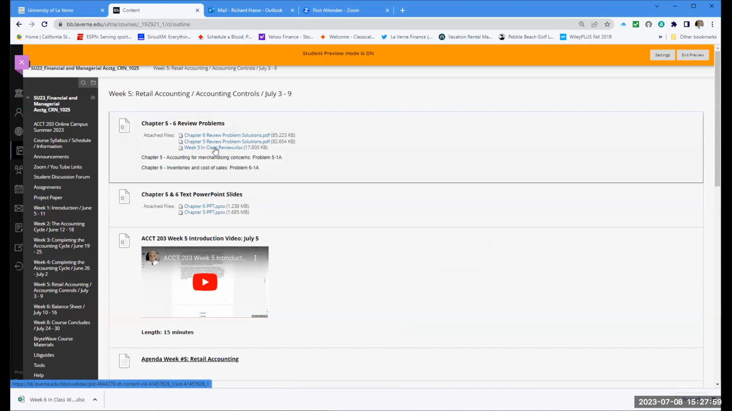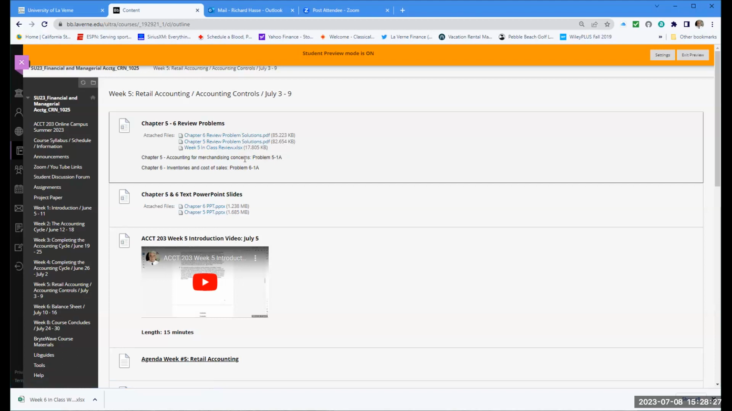But when we do have assignment 4, which is going to be posted on July 17th, which is due on the 23rd, so you have some time on that. There'll be two problems on that assignment number 4, one from Chapter 5 and one from Chapter 6, exactly like these review problems here. So there'll be your study guide for that. So this is where that information is.